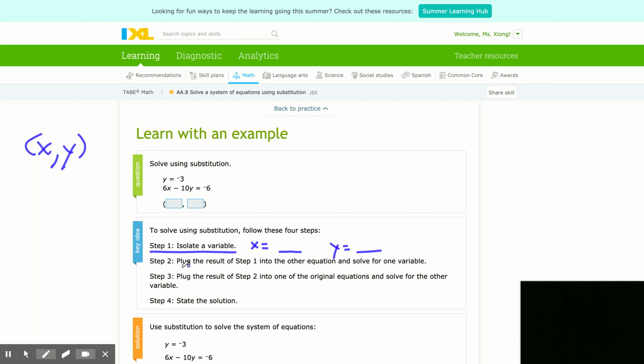Then for step 2, you will plug in the result of step 1. If x equals y minus 2, I would put that into the second equation. You plug it in, and then you should solve for one variable, whatever variable it is. If I put in x, then that means I'm solving for y. Then for step 3, I would plug in the result of step 2. I put everything back into the first one, step 1, so that I can figure out what y equals. And then I would have my solution.